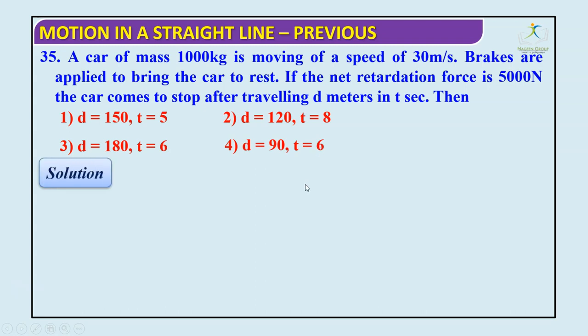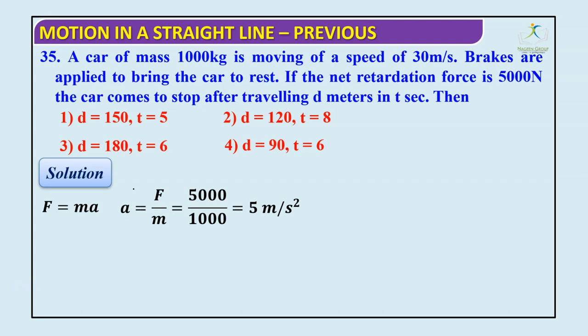So let's move with the solution part, students. We know the basic formula of force, that is force is equal to mass times acceleration, F is equal to ma. From here we can calculate the value of acceleration, which comes to 5 meters per second squared after putting the value of force, which is 5000, and mass, which is 1000.